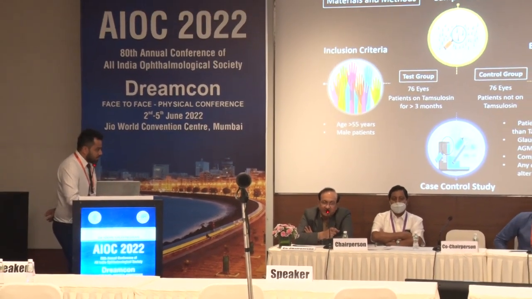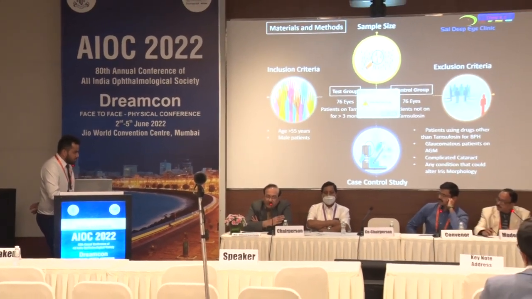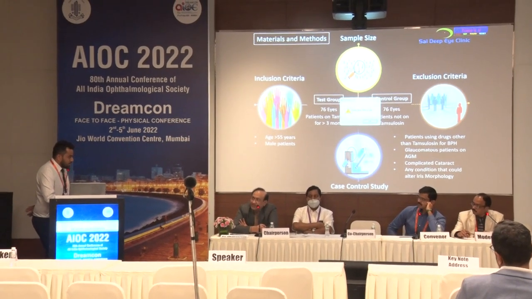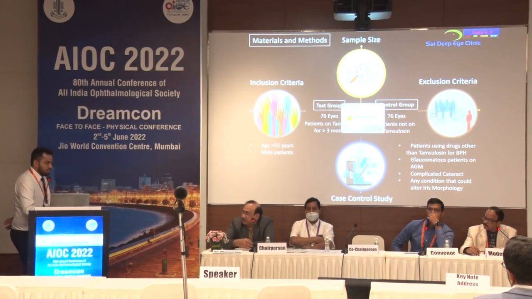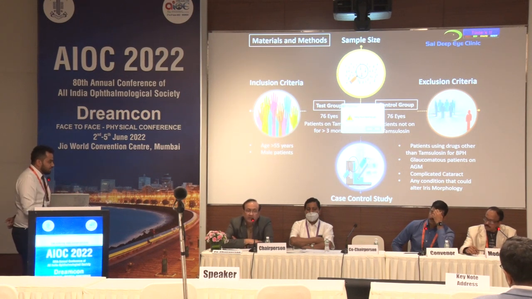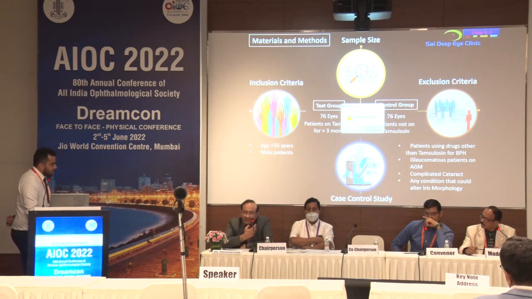So was there any correlation with the duration beyond 3 months? Say, somebody who was taken for 3 months and somebody who was taken for 9 months or so? No, we haven't subdivided it individually into the time period in which the patient was consuming the tamsulosin, because this is something like an anatomical change happening. Yes, sir. It takes some time to happen. So it probably cannot explain the cases which still go to IFIS on a very short-term therapy. Correct.